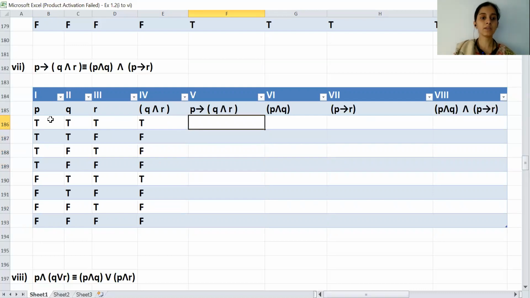The next one is P implies (Q and R), so your fifth column is P implies (Q and R). That is 1 implies 4, so we have to read through first column and fourth column. True implies true, true. True implies F, false. True implies F, false. True implies F, false. False implies true, true. False implies false, true. False implies false, true. False implies false, true. That is your fifth column. Now we'll move to the right hand side. It is P and Q, that is 1 and 2.